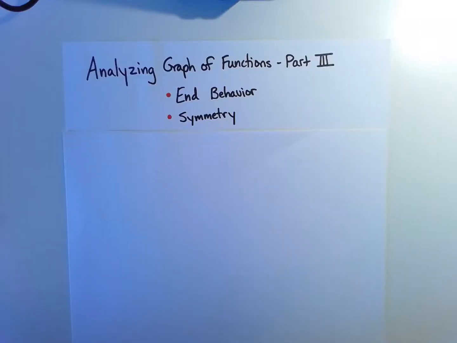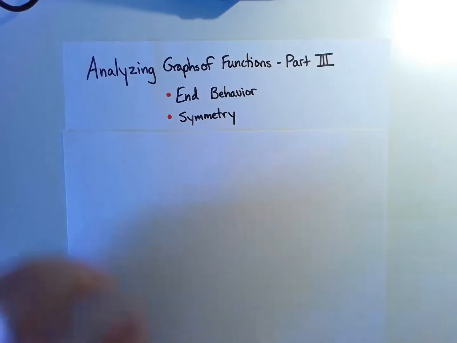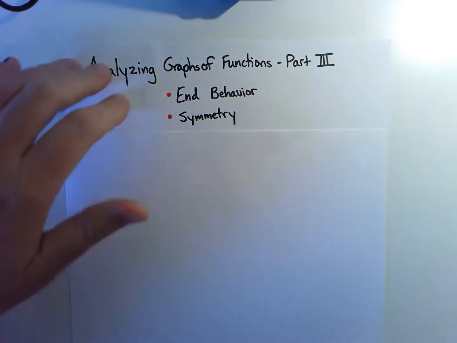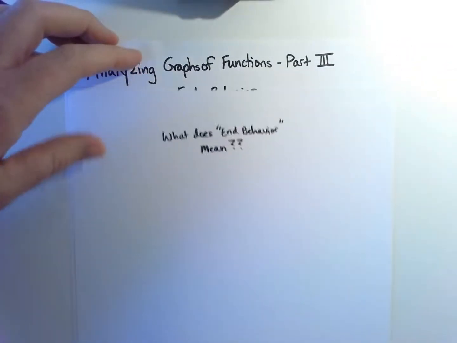In this video, we're going to talk about analyzing graphs of functions, part 3. We're going to talk about end behavior and symmetry. If end behavior takes too long, I'll make another video for symmetry. But let's first talk about what in the world I mean by end behavior.